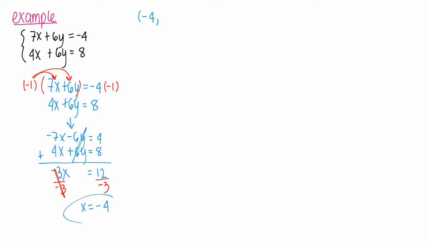We're going to take this negative 4 and plug it into one of these two. Doesn't matter which. I guess I'll take the first one. So 7x plus 6y is equal to negative 4. We are now solving for y. So I'm taking the value I know, which is negative 4 is what x is, and plugging it in.